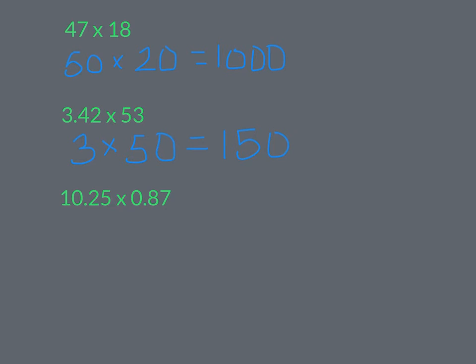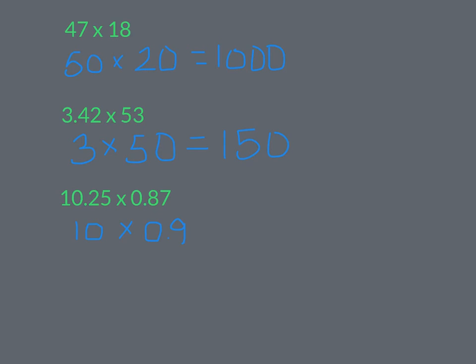For our last example, we have 10.25 times 0.87. So we are going to take a look at the 10.25 first, and we're going to round that down to a 10, since 0.25 is smaller than 0.5. So 10 times 0.87, we round that actually to a 0.9 because we're rounding this 8 here since it's the greatest place in the problem. So we needed to round that 8 to a 9.